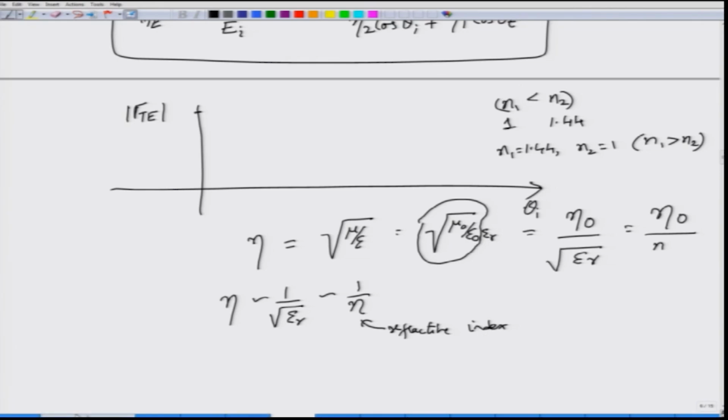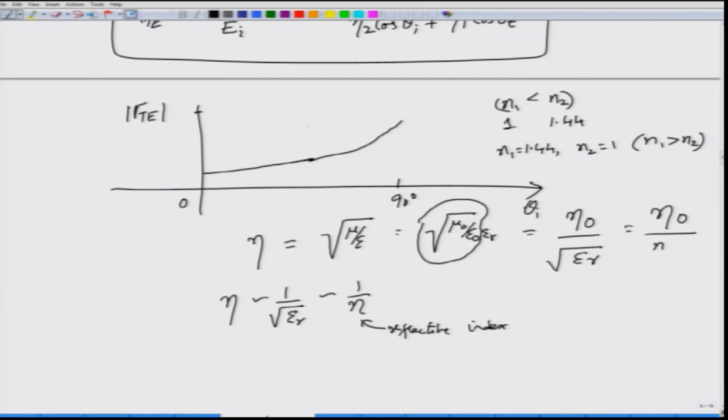Okay. Now, consider first the case where n1 is less than n2. So, your wave is happily coming from air and it goes into silica. What will happen here is that the reflection coefficient keeps on increasing slowly from theta I equal to 0, and the maximum angle you can get is 90 degrees, because that is where you get what is called the grazing angle. So, it goes slowly and eventually reaches up to 1.